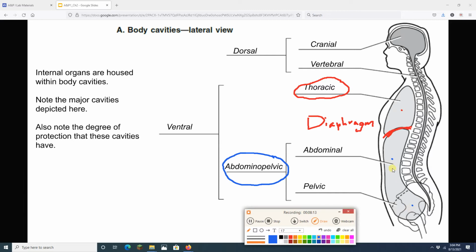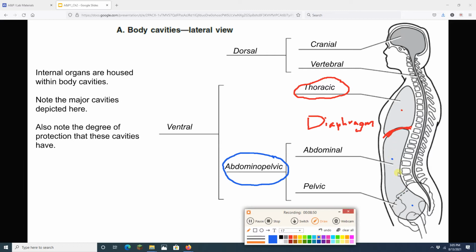The abdominal portion is going to hold your stomach. It's going to hold your liver, your pancreas, good chunks of your small and large intestine, kidneys as well. Your pelvic part is going to house things like the urinary bladder. It's going to house the large and small intestine again. It's going to house some female reproductive organs as well. So a lot of internal organs here.